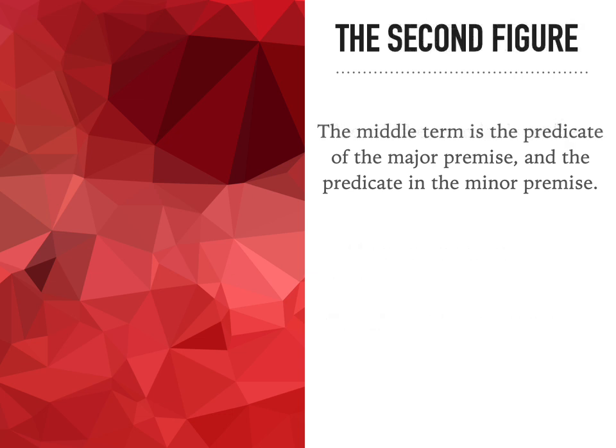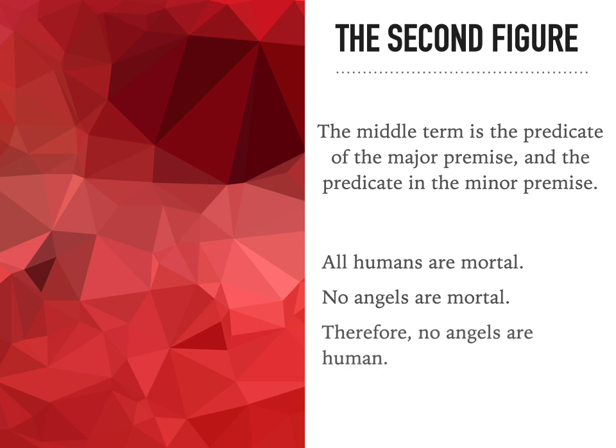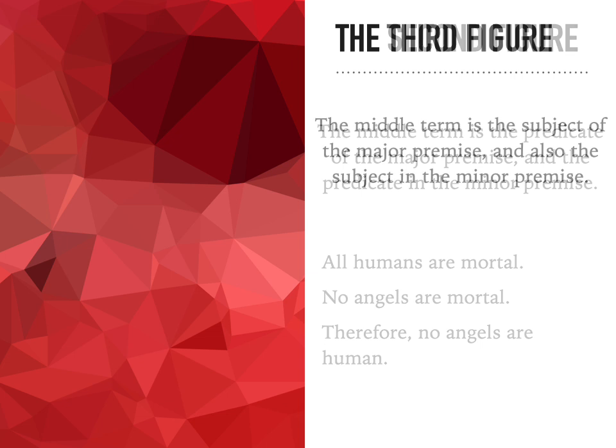In the second figure, the middle term is the predicate of the major premise and the predicate of the minor premise. So: all humans are mortal. No angels are mortal, therefore no angels are human. We call these a pri.